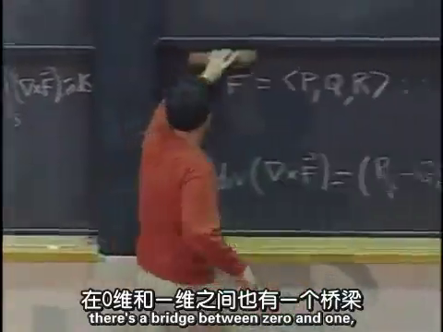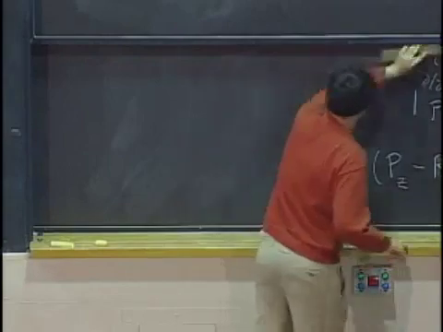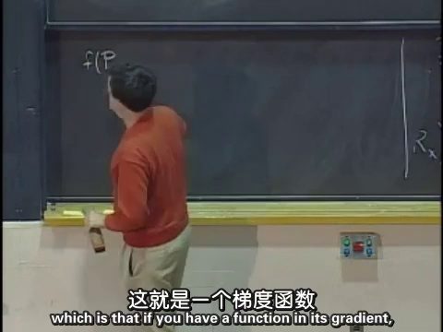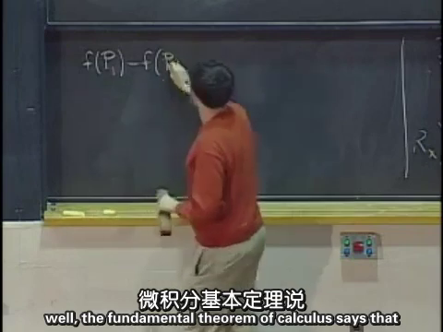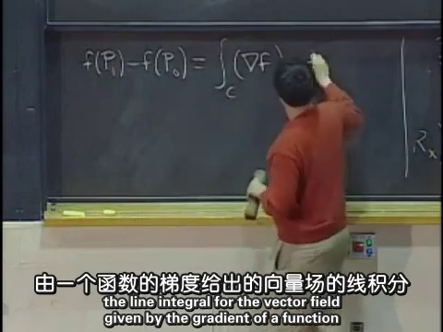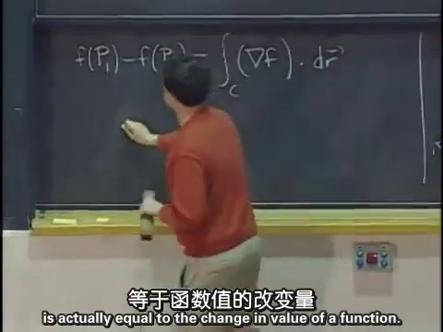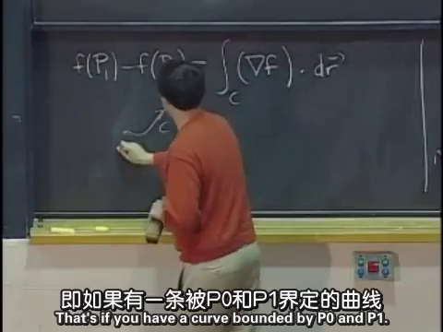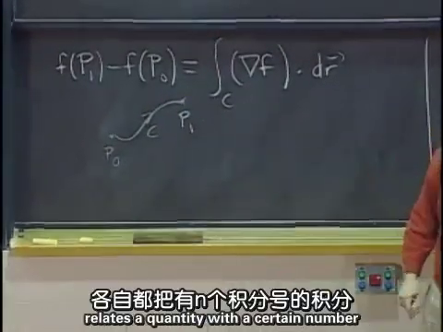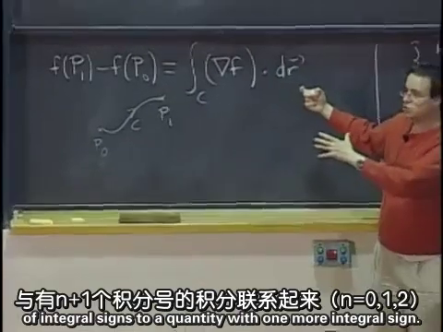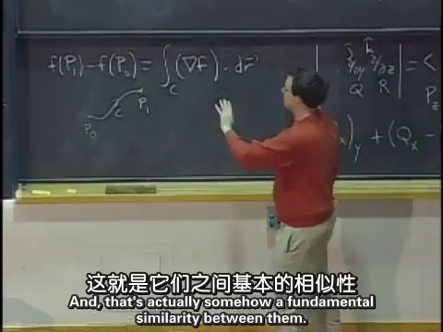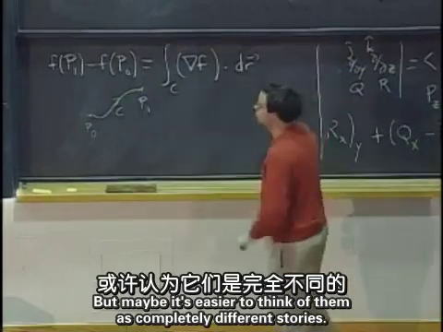Let me just say there's a bridge between 0 and 1, which is that if you have a function and its gradient, the fundamental theorem of calculus says that the line integral for the vector field given by the gradient of a function is actually equal to the change in value of the function, if you have a curve bounded by P0 and P1. In a way, each of these three theorems relates a quantity with a certain number of integral signs to a quantity with one more integral sign. That's a fundamental similarity between them. But maybe it's easier to think of them as completely different stories.